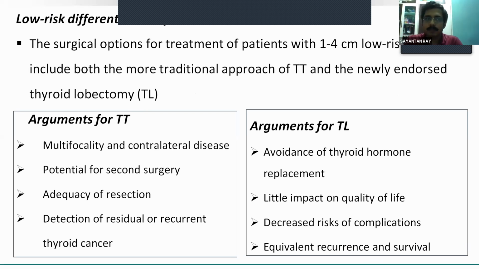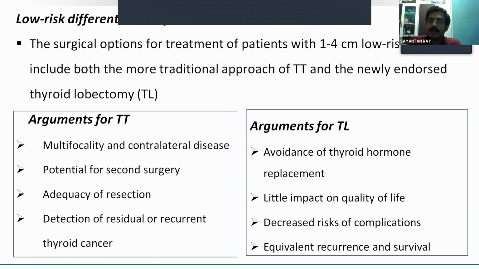Another controversial area is low-risk differentiated cancer, which is between 1 to 4 centimeter. The recommended extent of surgery for patients with PTC measuring 1 to 4 centimeter, the options are the more traditional approach of total thyroidectomy and the newly endorsed thyroid lobectomy. The arguments for total thyroidectomy include a possibility of multifocality and contralateral disease, always a potential for second surgery, adequacy of resection, which is often found not that good if we do a 2-stage operation, and also to facilitate detection of residual and recurrent thyroid cancer.